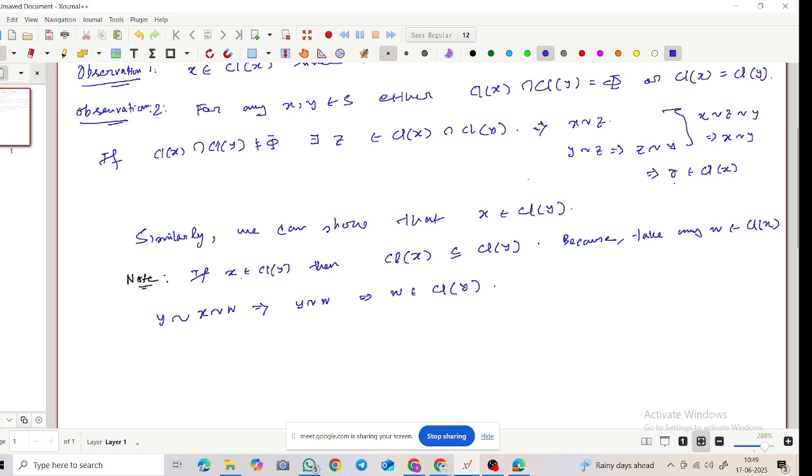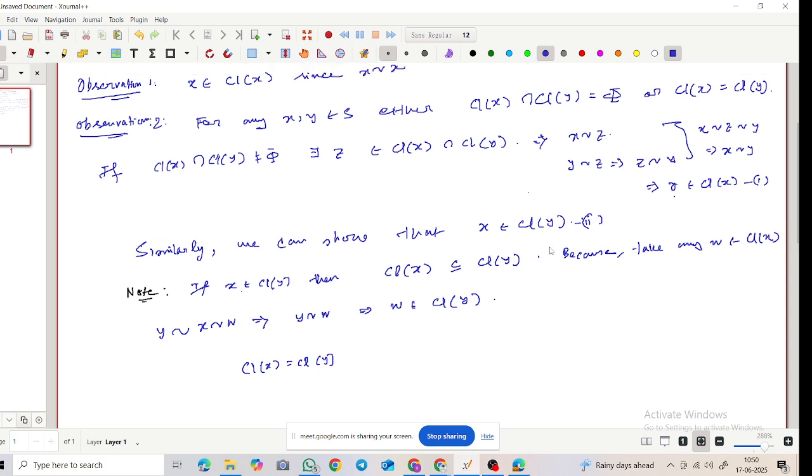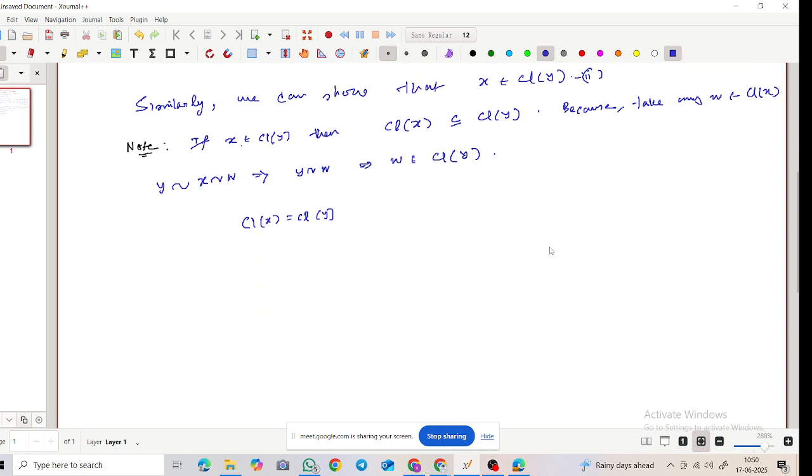So now, combining 1, 2 and this note, what can you say? You can say that class x equal to class y. This will show class y is a subset of class x and this will show class x is a subset of class y, so they are equal. So observation 2 is proven.